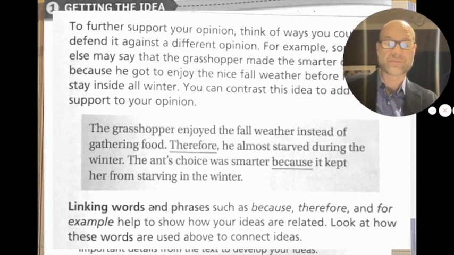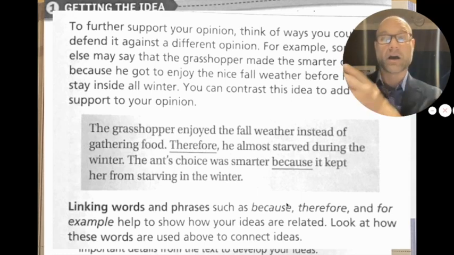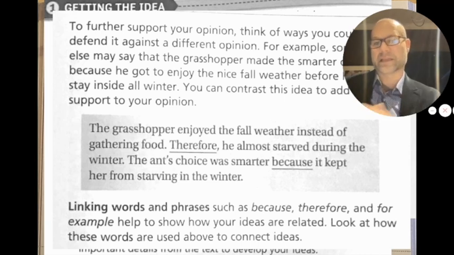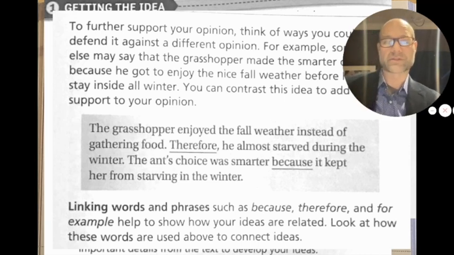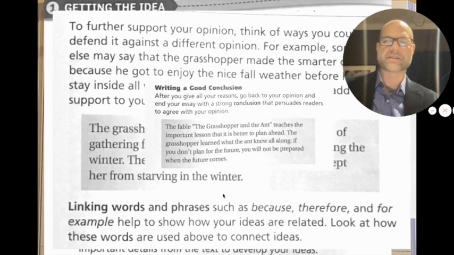So these particular types of words really show cause and effect, right? Because the ant gathered food, the ant didn't have to worry about being hungry in the winter. It's cause and effect.